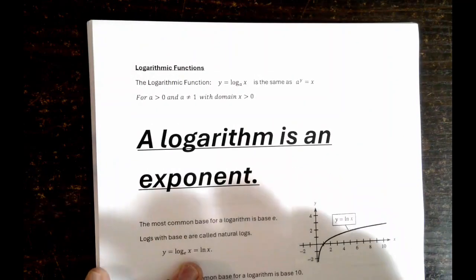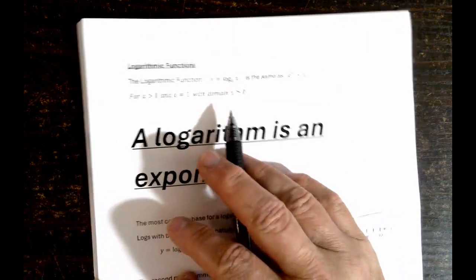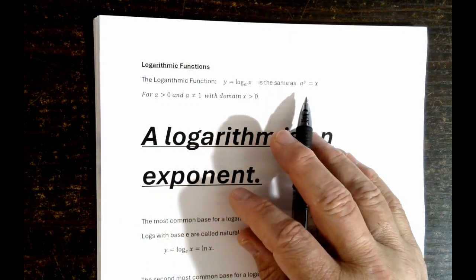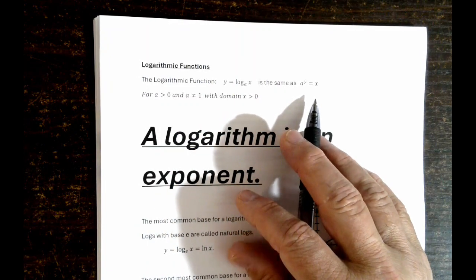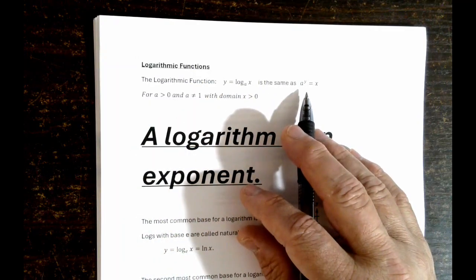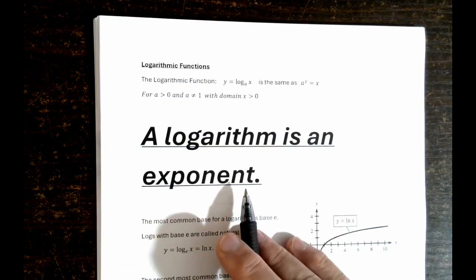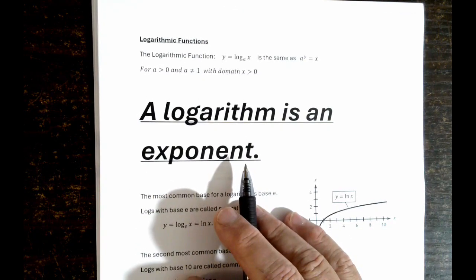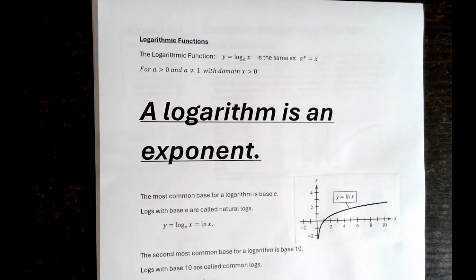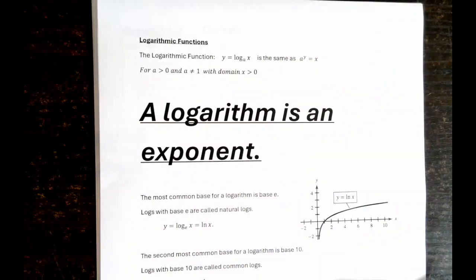So here's the basics of a logarithm. The logarithmic function y equals log base a of x is the same as a to the y equals x. Notice the logarithm equals y, and over here the y is in the exponent. So that's basically what a logarithm is. The logarithm is the exponent. And a lot of times when you're dealing with a question dealing with logarithms, they're trying to figure out what the exponent is.